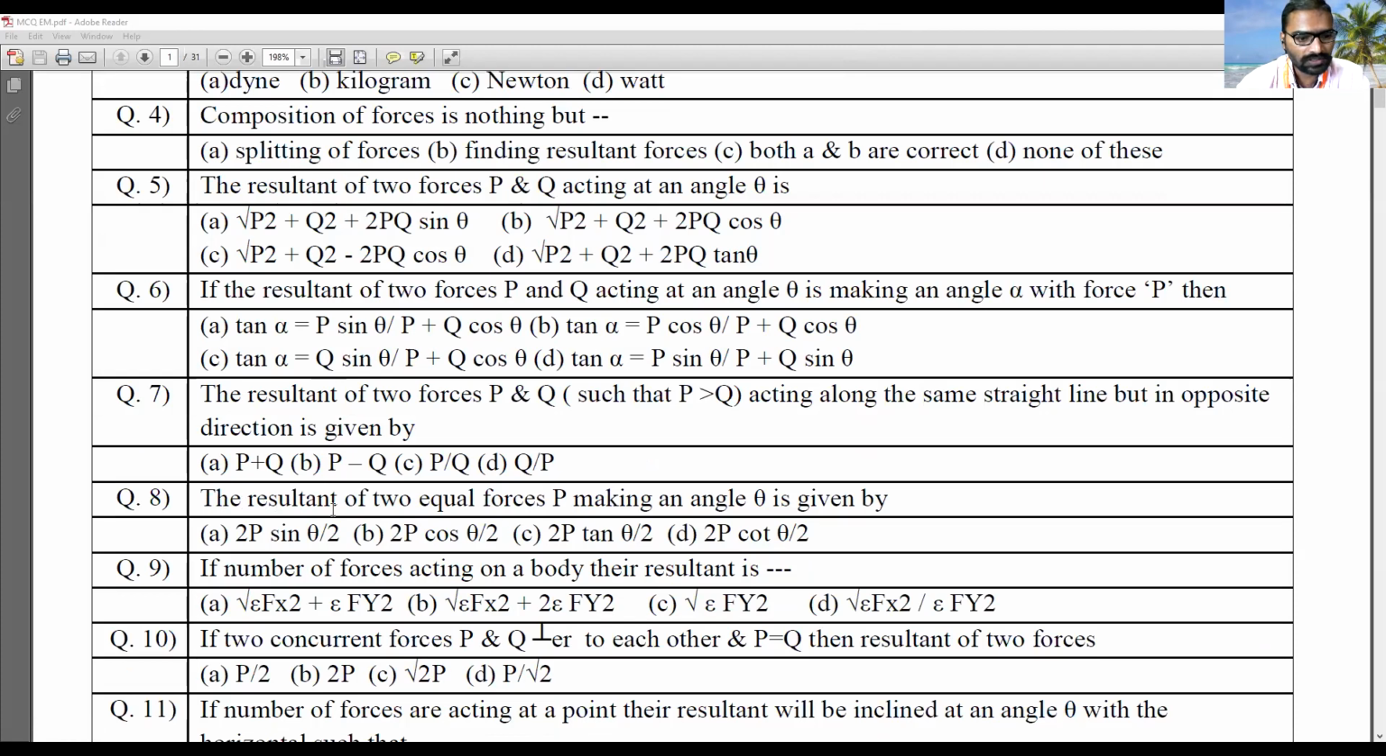Question number 8. The resultant of two equal forces P making an angle theta is given by. I have discussed the same problem in the last class. Whenever there are two forces P, this is also P. This angle is theta, not equal to 90 degrees. So what is the answer? 2P sin theta by 2, 2P cos theta by 2, 2P tan theta by 2, or 2P cot theta by 2.